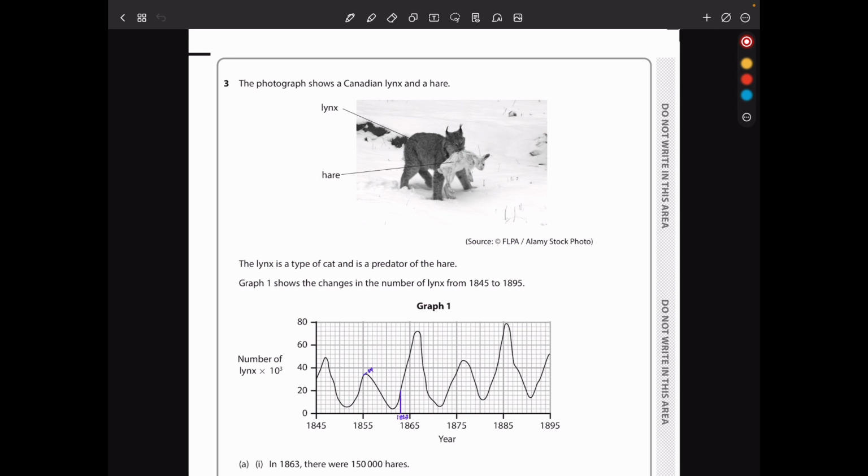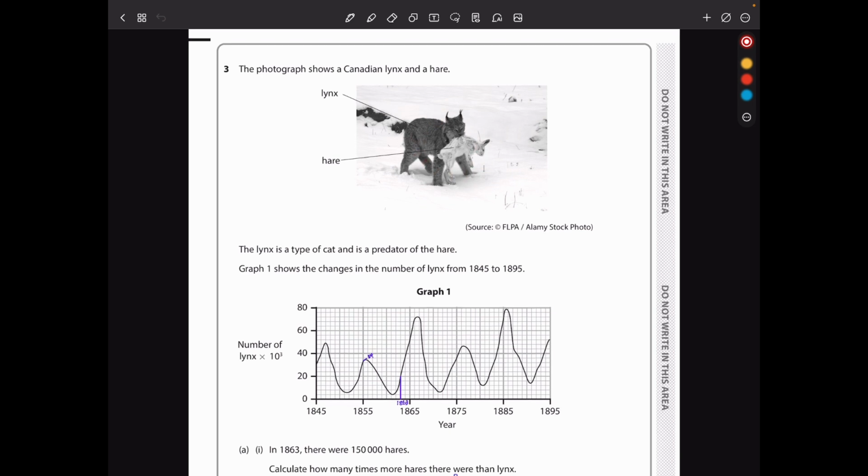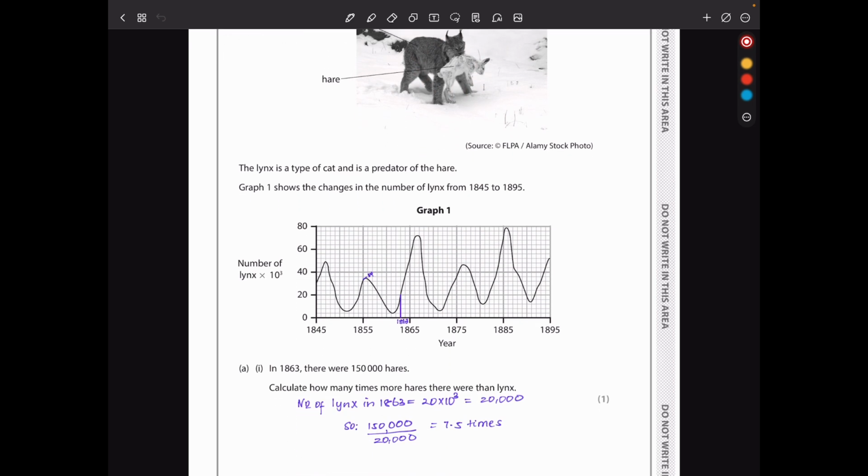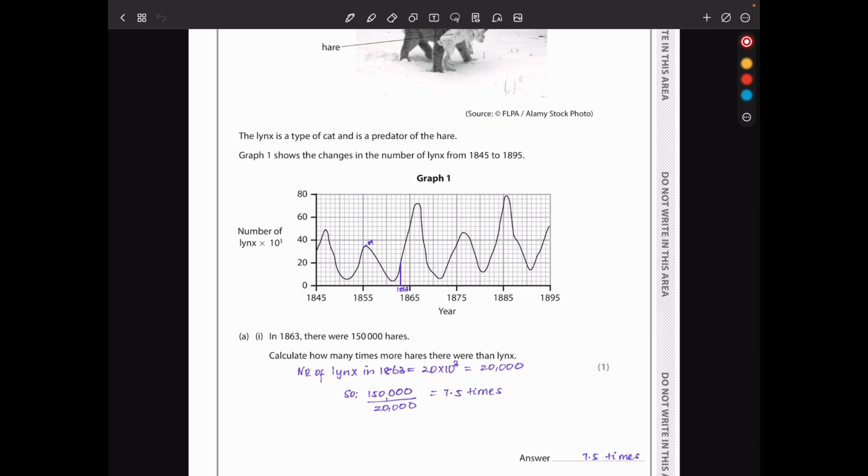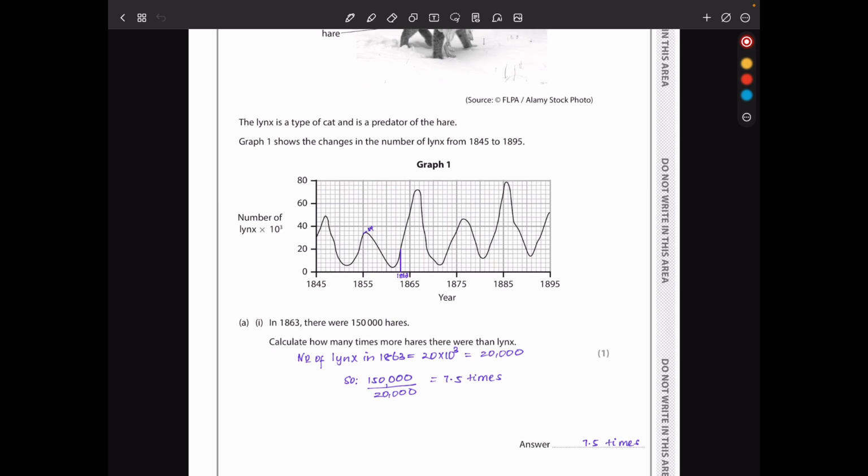In question 3, the photograph shows a Canadian lynx and a hare, so we can see the two. They say a lynx is a type of cat and is a predator of the hare. Graph 1 shows the changes in the number of lynx from 1845 to 1895. On the vertical axis, we see the number in thousands, and on the horizontal axis, we see the years.